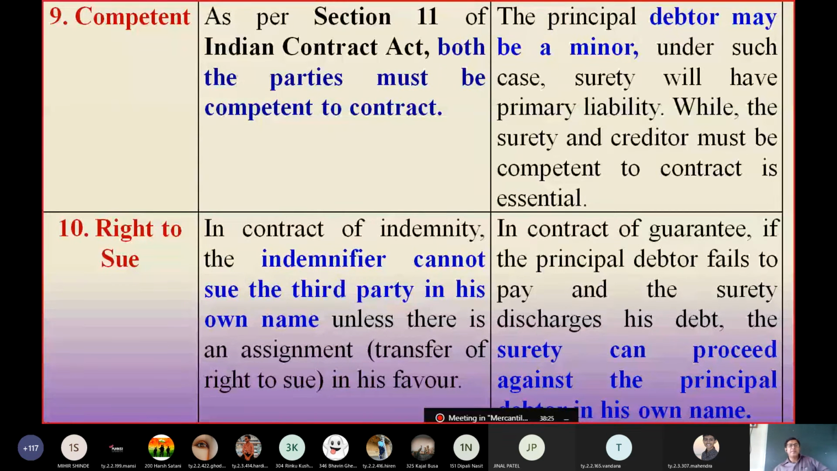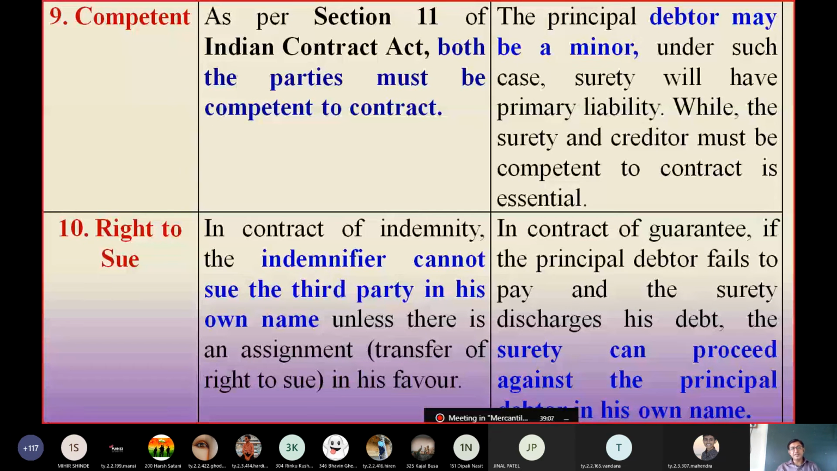In a contract of indemnity, the indemnifier cannot sue the third party in his own name unless there is an assignment, that is, transfer of the right to sue in his favor. Now, this assignment is not the assignments which are given to you at college level. This assignment over here means transfer of the right to file a case against another person. You have already studied this in semester 1, or in FY BCom, related to insurance, nomination and assignments. That is assignments over here.